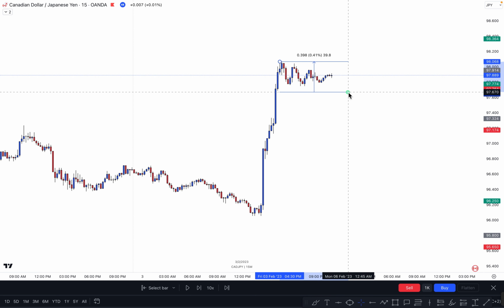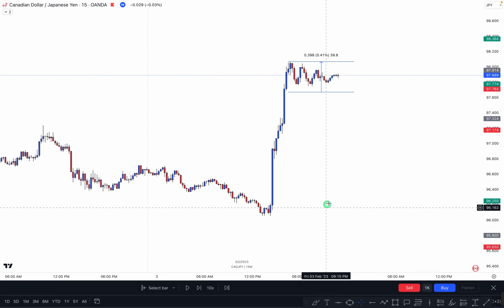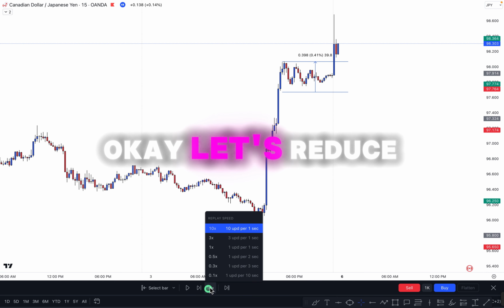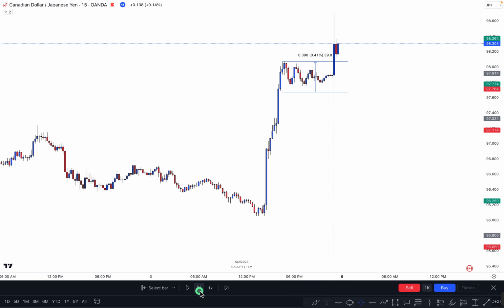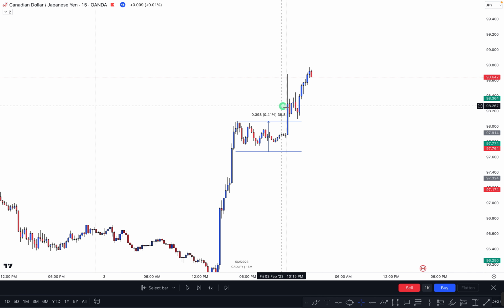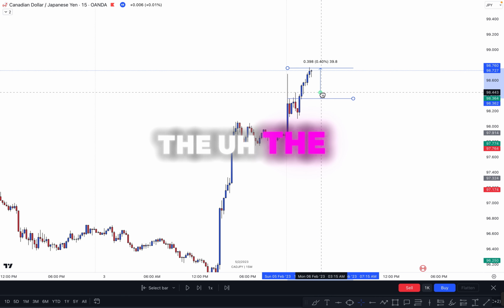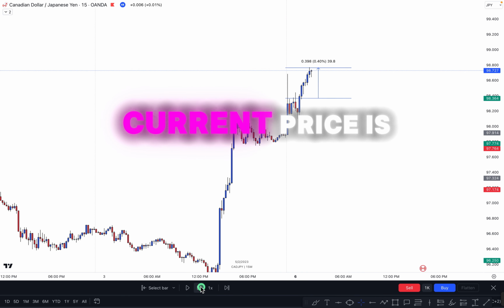Yeah, let's just put it here. And you can see here, this is on Friday. Let's wait on Monday. Okay, let's reduce the speed. So from here you can see, after it goes up, you just update it with where the current price is.